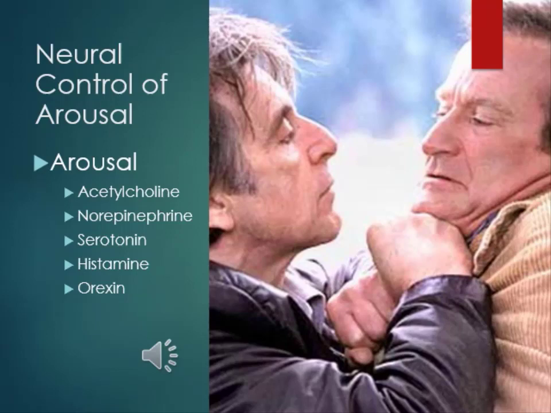Here is another illustration from the movie Insomnia that you watched. It's important for you to remember 5 factors in addition to adenosine that are associated with sleep and wakefulness. In the case of arousal or wakefulness, there are circuits of neurons that secrete different neurotransmitters that play an important role in our level of alertness or wakefulness, which is arousal. And they include acetylcholine, norepinephrine, serotonin, histamine, and orexin.